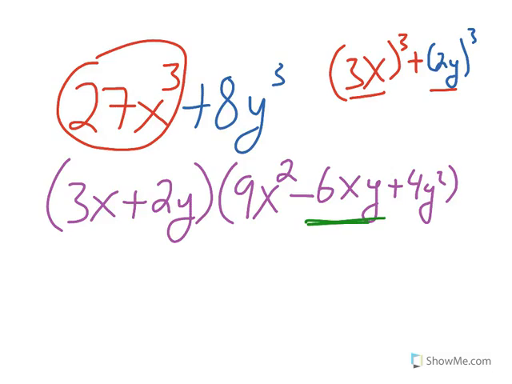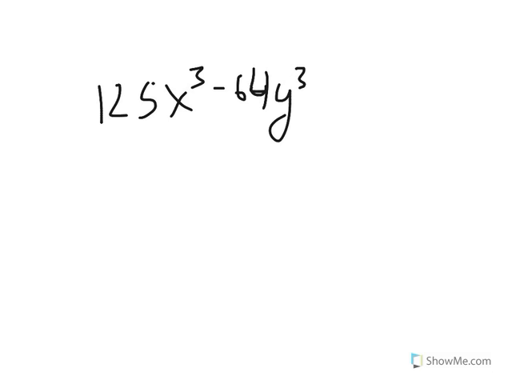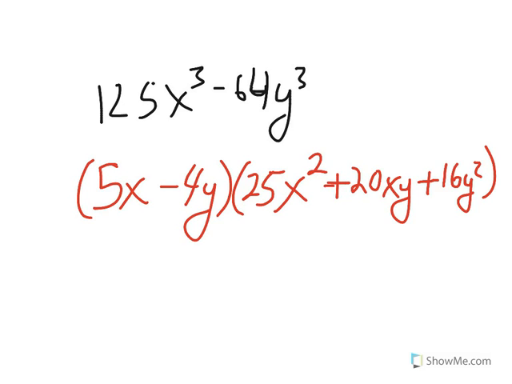Questions, comments? One more, and then I promise this is the last one. So, y'all do this one, and I'm just going to write the answer. Alright, this is the problem I want you to do. 125x cubed minus 64. We'll call it y cubed as well. Alright, I want y'all to do it, and I'm just going to put the answer. So this is the answer.